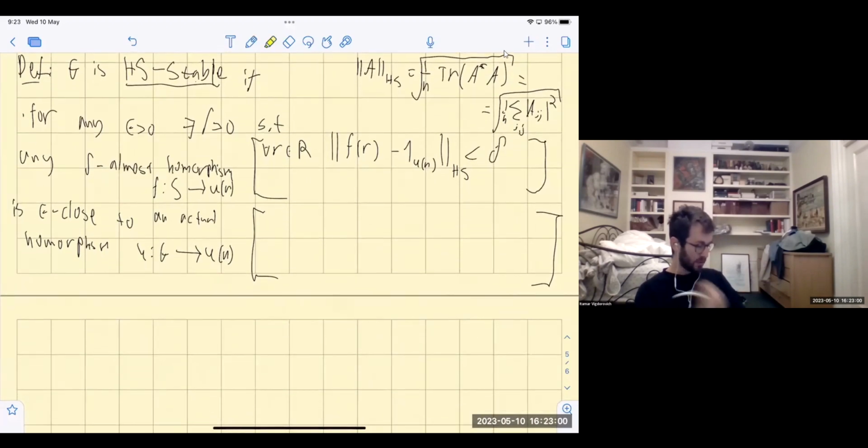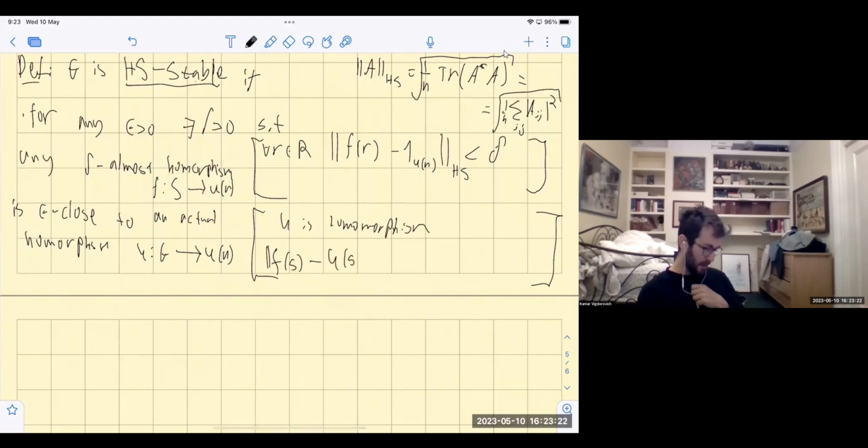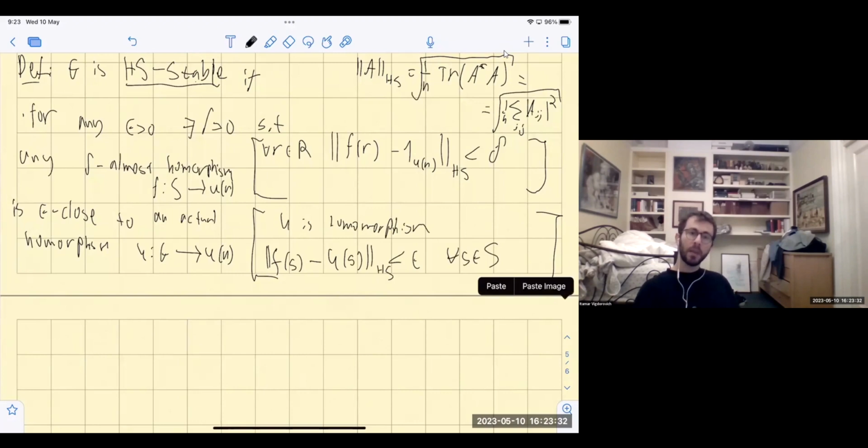And saying that this is epsilon close to an actual homomorphism means that phi is a homomorphism, and phi is very close to F, so the Hilbert-Schmidt norm of F(s) minus phi(s) is at most epsilon for all s in S. So a group is stable if, whenever I have an almost homomorphism, I can slightly change the map to get an actual homomorphism.